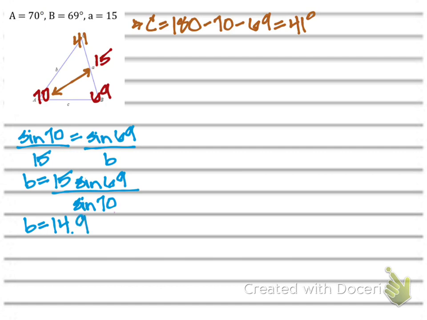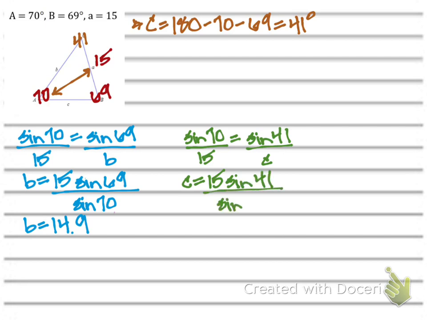And then we'll go to the angle C. And we're going to have the sine of 70. Again, I'm going to start with that same base ratio over 15 is the sine of 41 over C. Again, when I cross multiply and divide, I'm going to have C is 15 sine 41 over the sine of 70. Which is 10.5.